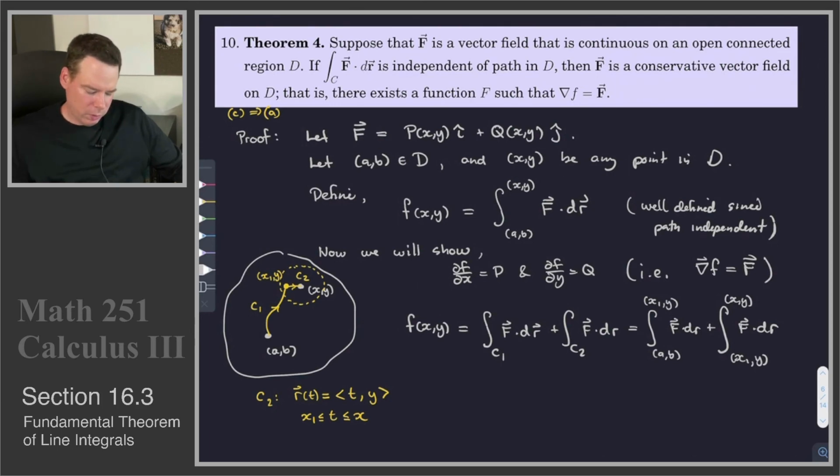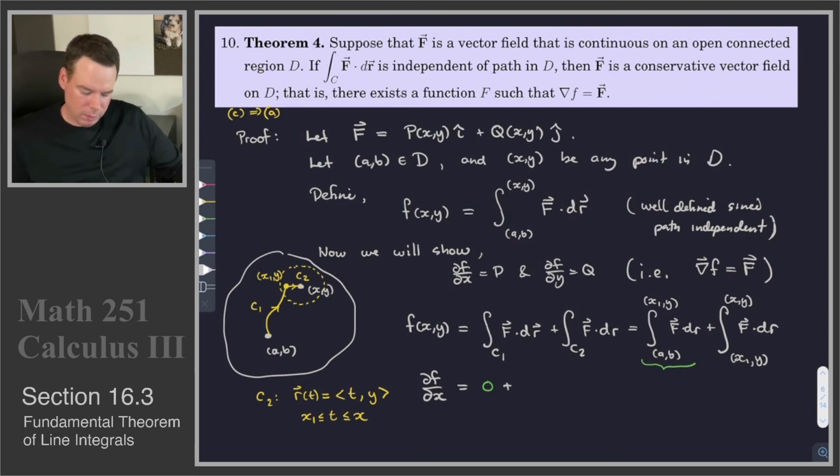Now what I want to show is that the partial derivative of f with respect to x is P. So let's go ahead and compute that. Del f del x. If I take the derivative of these two integrals, the first thing to note is that this first integral here does not depend on x. This is path independent, so it only depends on the initial point AB and the terminal point x1,y, and x1 is some fixed value. So it's independent of x. And so when I take its derivative, I get 0.